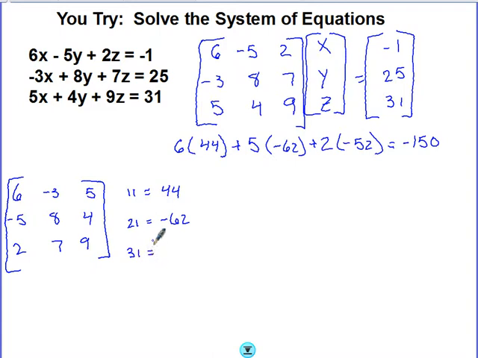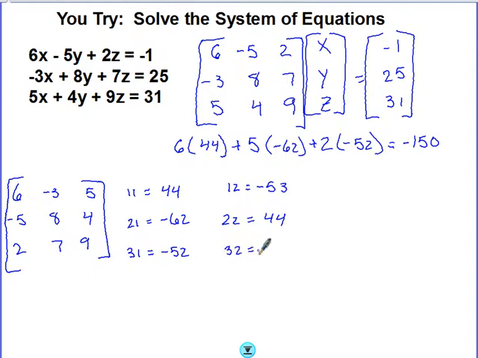3, 1 means cross out third row, first column. So I have negative 12 minus 40, which is negative 52. Alright, 1, 2 means cross out the first row, second column. So this time I have negative 45 minus 8, which is negative 53. 2, 2 means second row, second column. So I have 6 times 9, 54 minus 10, which is 44.